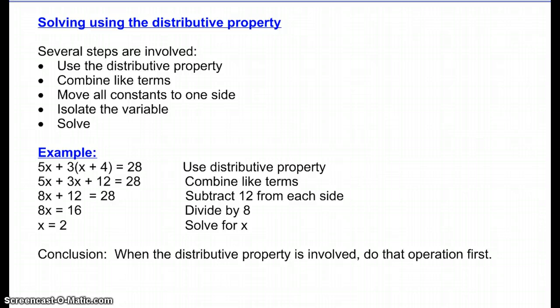Whenever you see that the distributive property is involved, you should always do that operation first, and that will lead you on your way to combining the like terms, to removing the constants from the side, and then finally to figure out what the variable equals.